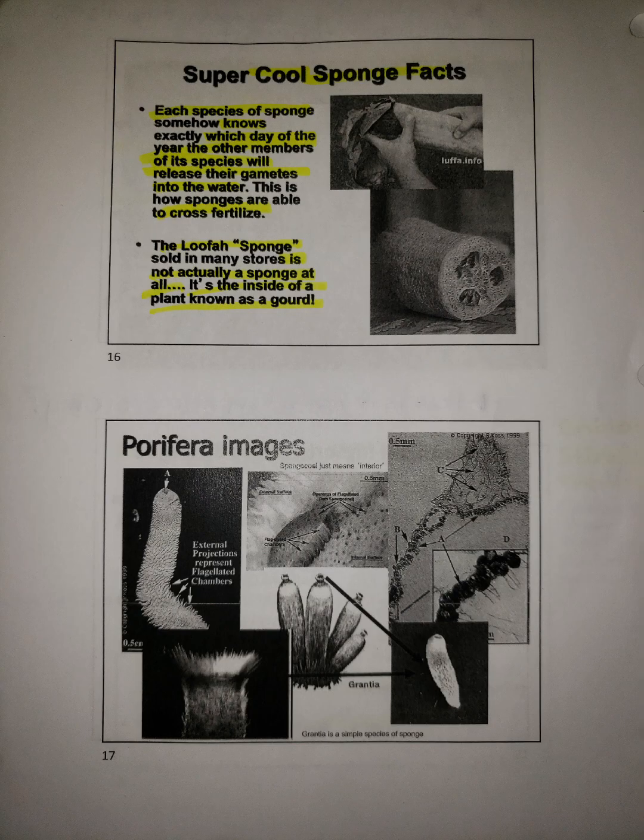Super cool sponge facts. Each species of sponge somehow knows exactly which day of the year the other members of its species will release their gametes into the water. This is how sponges are able to cross-fertilize. The loofah sponge, sold in many stores, is not actually a sponge at all. It's the inside of a plant known as a gourd.